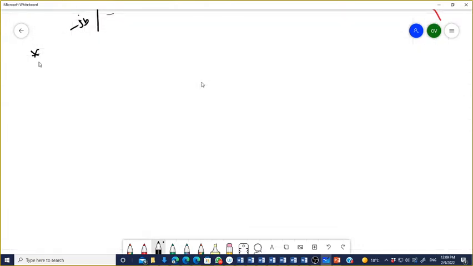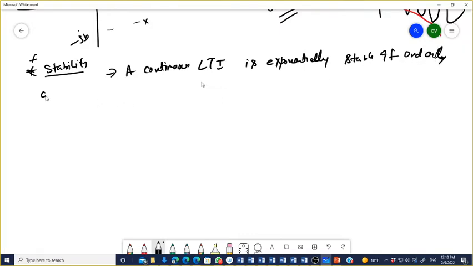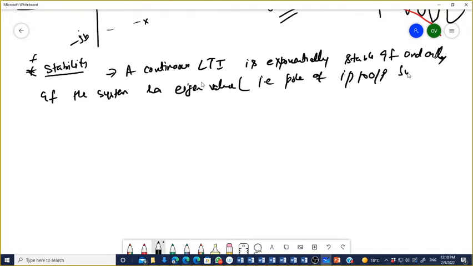Now I am going to just wrap up the stability in 2 to 3 minutes. If you want to write what stability is, you can say that a continuous LTI system is exponentially stable if and only if the eigenvalues have negative real parts. The system has eigenvalues, that is the poles of the input to output system, with strictly negative real parts.